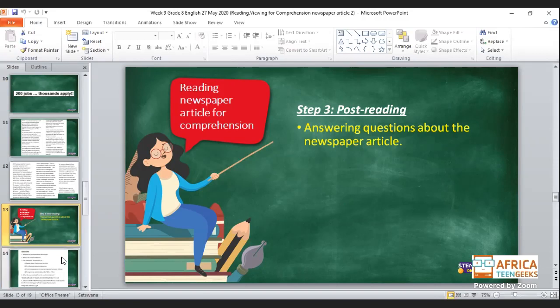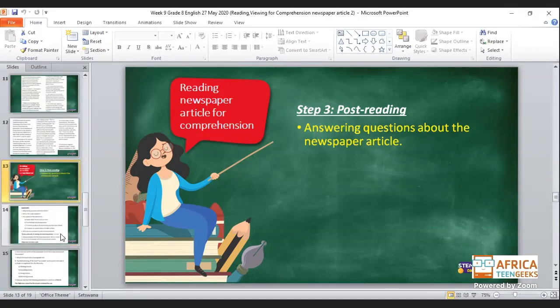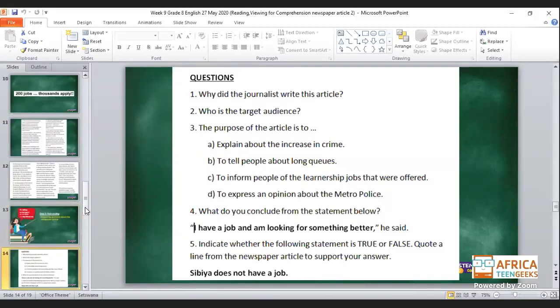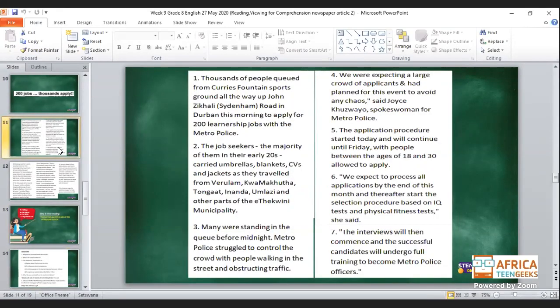Okay, and I happen to have those questions, and we will go through them together. Before we answer those questions, I think it will be a good idea to read the article again. Remember, we only read it once, so chances are there are some things we may have missed. So let us read it again so we can be in a better position to answer those questions.